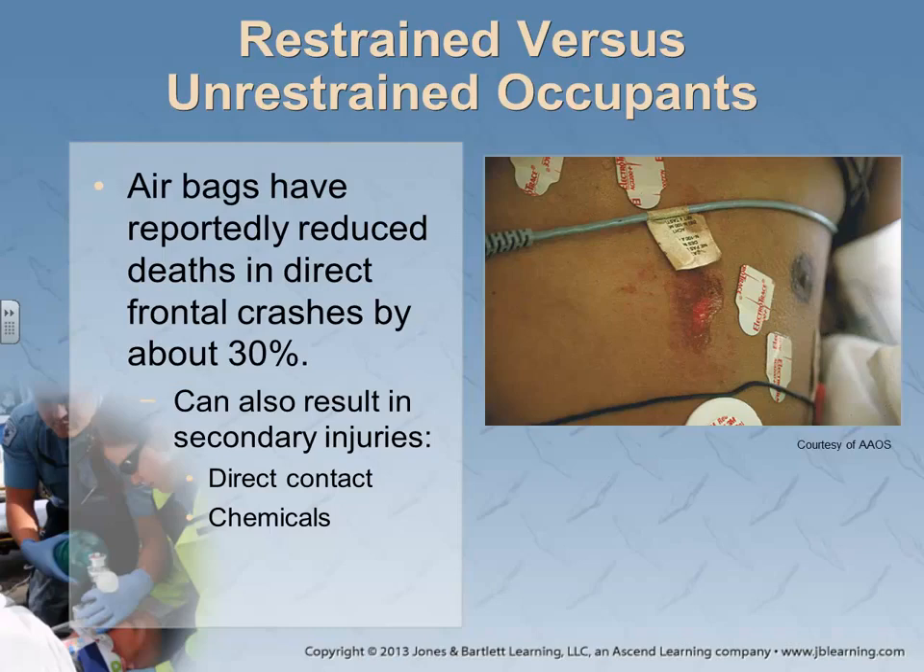Airbags have reportedly reduced deaths in direct frontal crashes by about 30%. Have y'all seen that little video? I don't think it's real, but that little video of the little old lady with the bag that's walking across the front, and that dude starts honking the horn? That's pretty funny. I hope it was real.